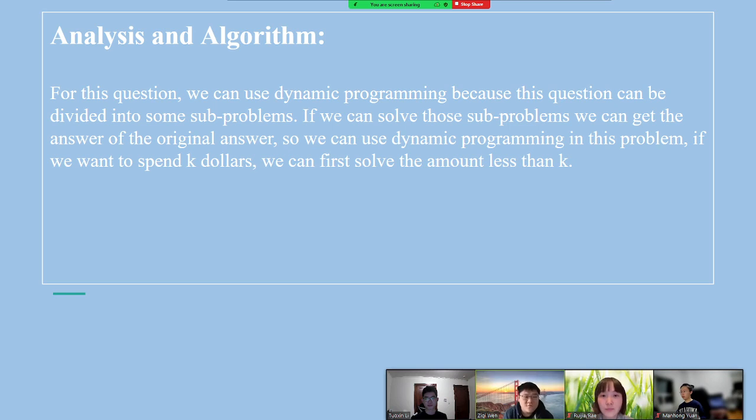Analysis and algorithm. For this question, we can use dynamic programming because this question can be divided into some sub-problems. If we can solve these problems, we can get the answer of the original one. If we want to spend K dollars, we can first solve the amounts less than K.